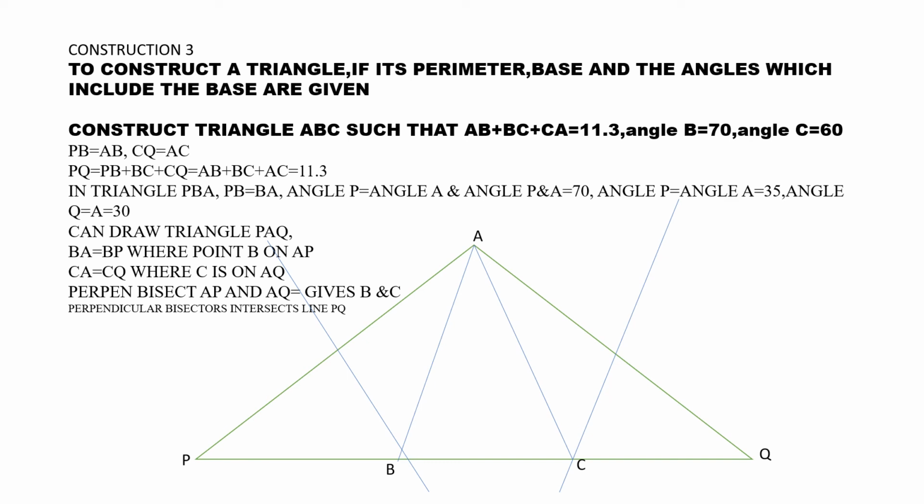Then from Q you have to put a protractor. You have to make an angle half of angle C, that is 30 degree. From here it is 30, right? After that you have to join AP and AQ, and here you will give a point A.